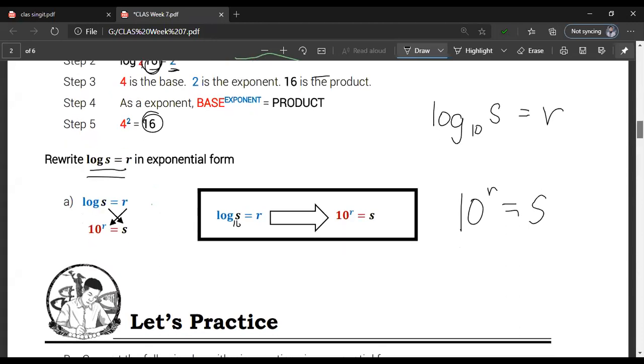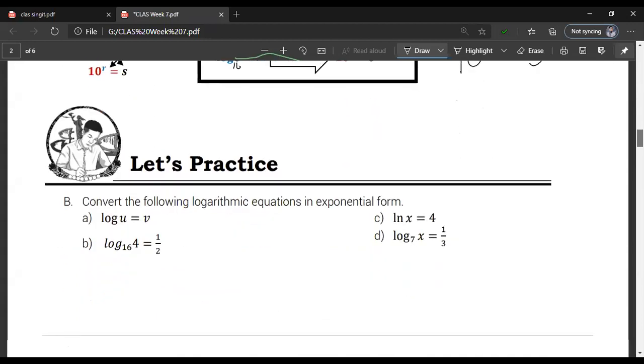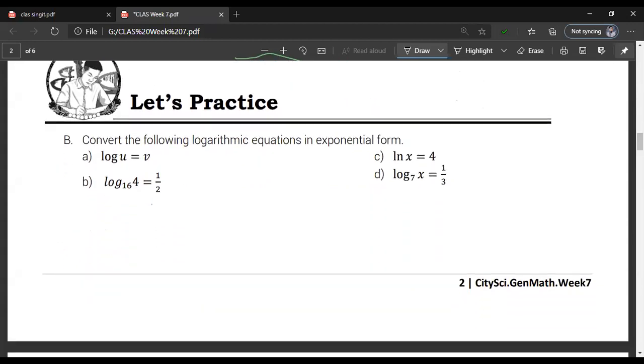So yan po siya. Mukha namang madali, di ba? So let's practice. Dalawa lang ulit.